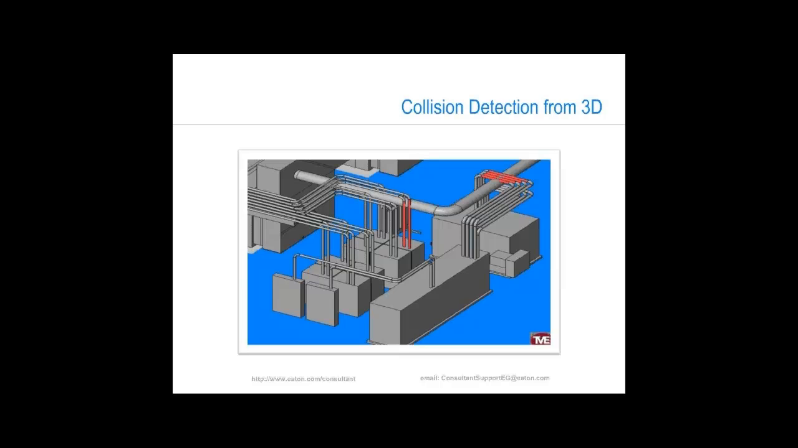Because the BIM model is spatial, users can run these collision or interference checks between different types of objects.